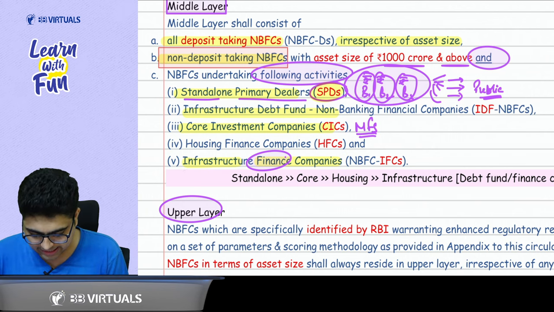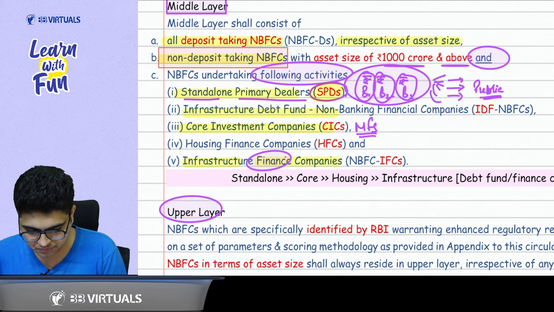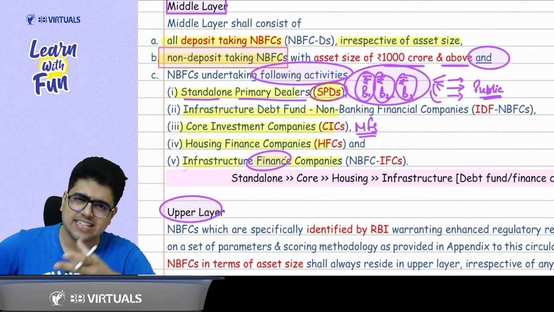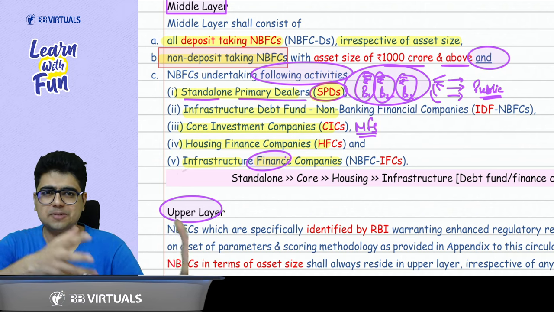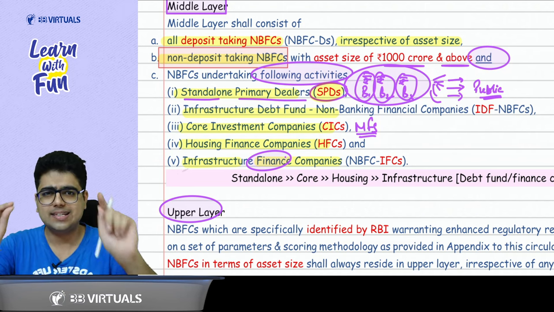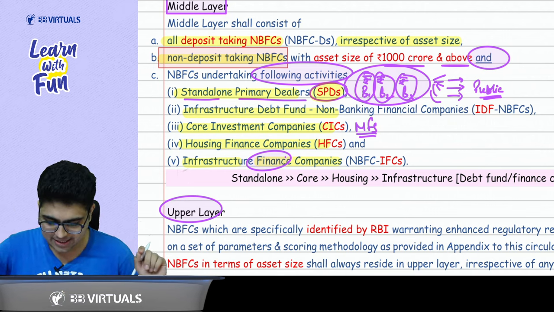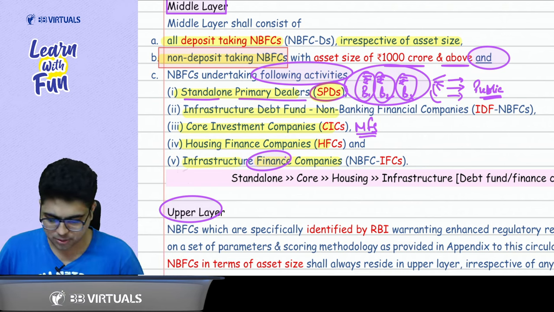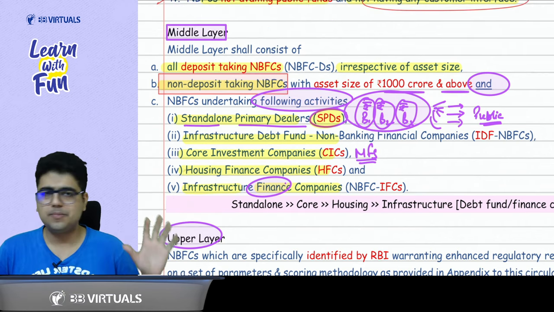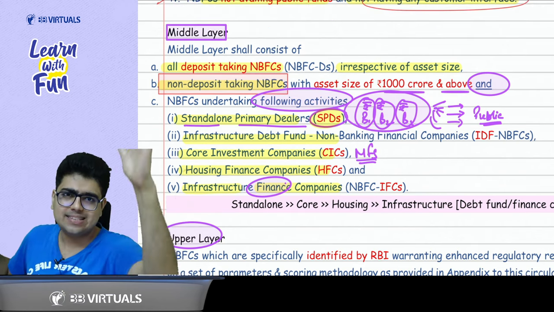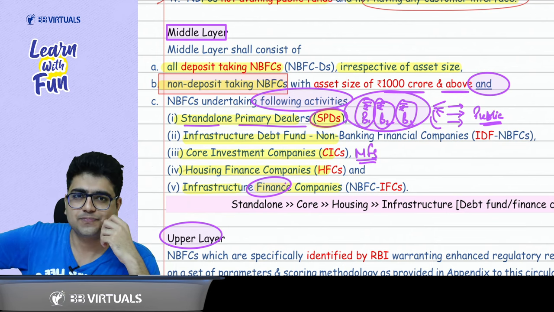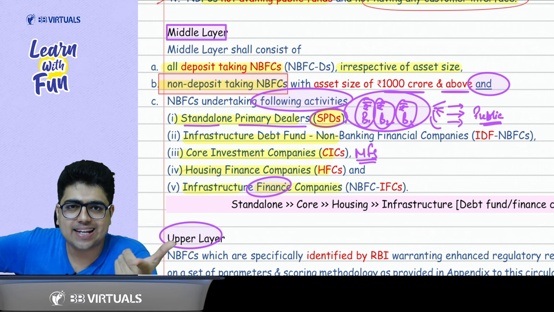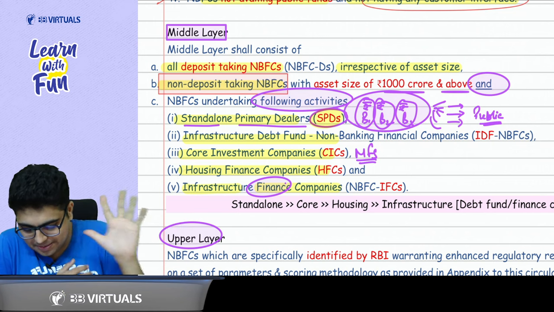Okay, sir. And then comes housing finance companies. One of the famous housing finance companies was HDFC, which got clubbed with HDFC Bank. Now they have merged to become a single entity, that is HDFC Bank Limited. So housing finance companies, as you can easily understand, are financing the housing projects. So these are the five types of NBFC which become a part of the base layer. Achha. Okay, middle layer, yeah, we are talking about the middle layer. Got it, sir. So sir, how will we remember these 5 points?